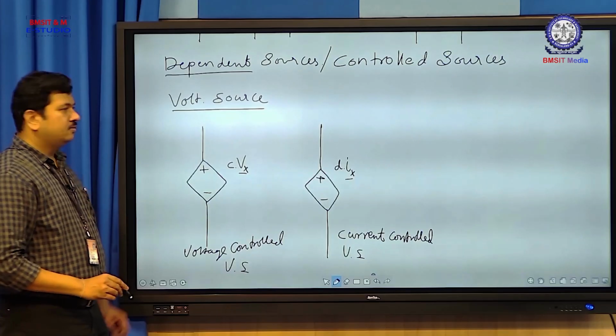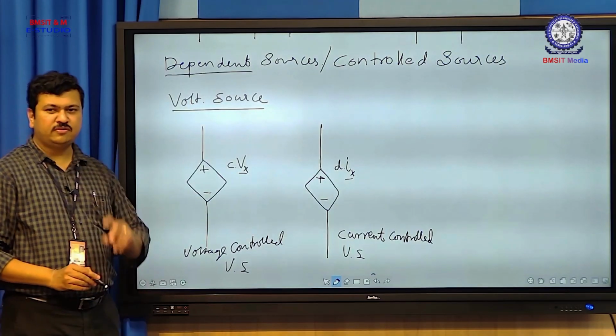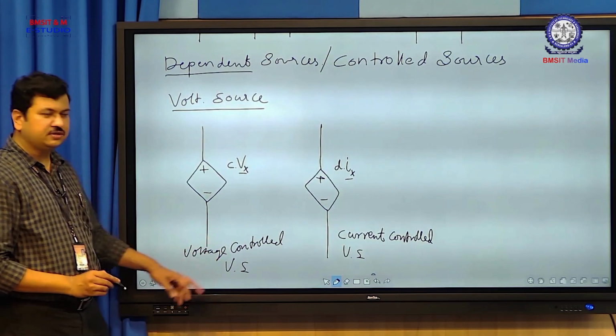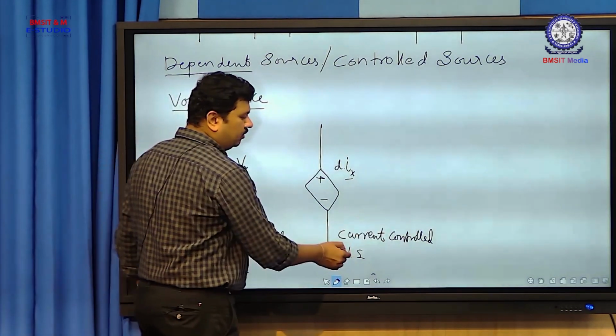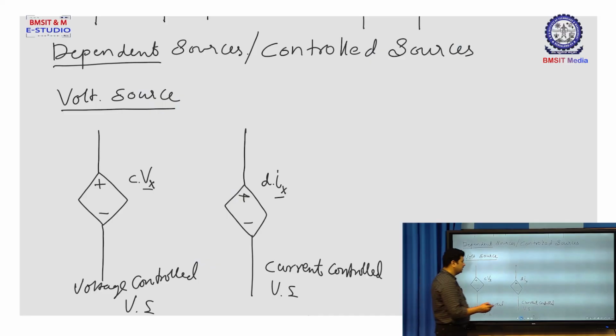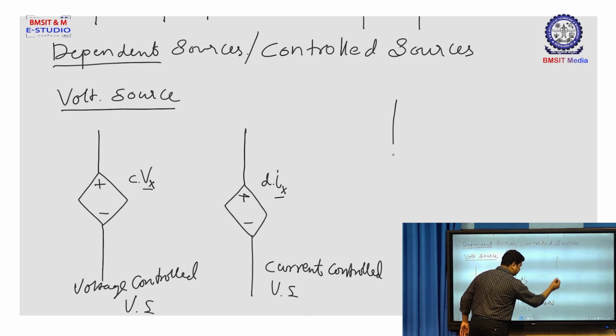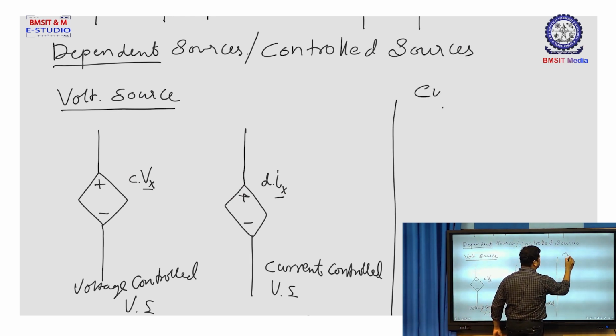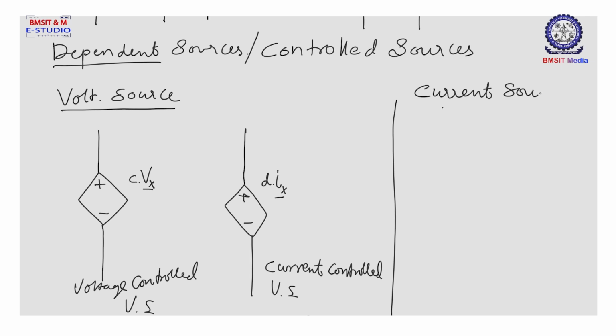Okay. So, there are two types of dependent voltage sources: voltage controlled voltage source or voltage dependent voltage source, and current controlled voltage source or current dependent voltage source. Likewise, there can be current sources, dependent current sources. Then how to represent a current source? Same diamond structure.